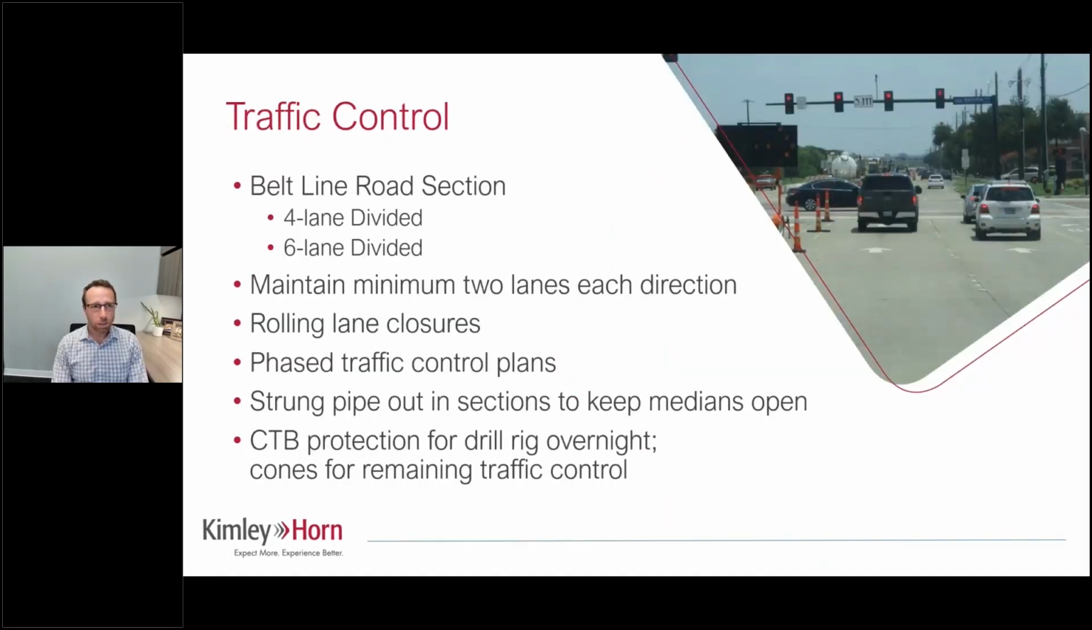And as far as traffic control, just to touch on this really quickly, it is a busy road, like I mentioned, and so we wanted to at least maintain 2 lanes in each direction. And so that really lended itself to having rolling lane closures versus closing down the whole thing. And we had phased traffic control plans that we used. And we also had to look at where would the pipe be strung out and how would we do it? Do we have to do it in sections to keep medians open, or were there median openings that we could keep open during construction?